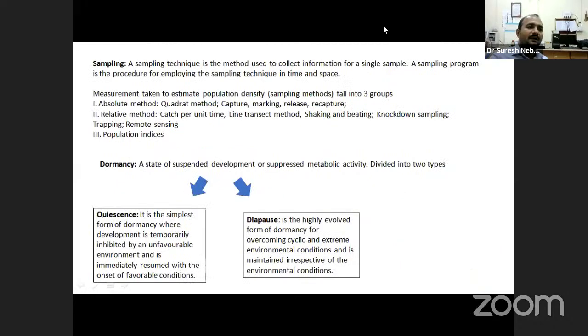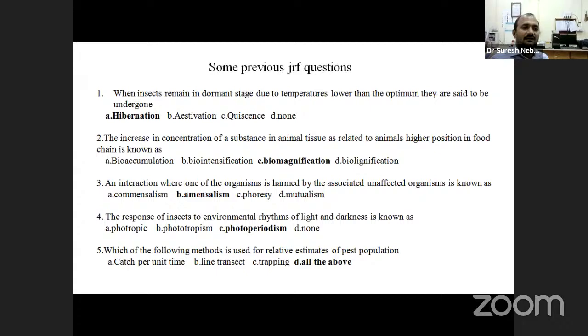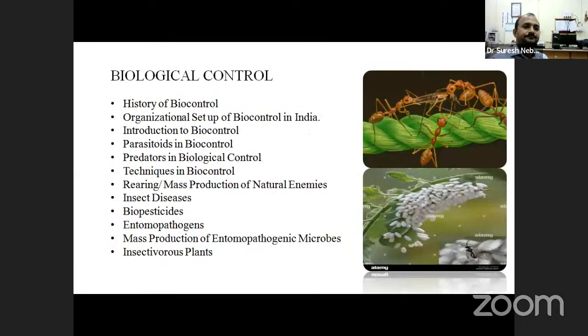In case of sampling, I have tried to give some introductory part. You can go through it, and maybe more is covered in your courses. It is not possible for me to cover each and every aspect here. So what is dormancy? What are its types? Quiescence, diapause, even hibernation, one another word is there. What is the difference? What are the synonyms? That also you should know. Some questions I have given in earlier sections.